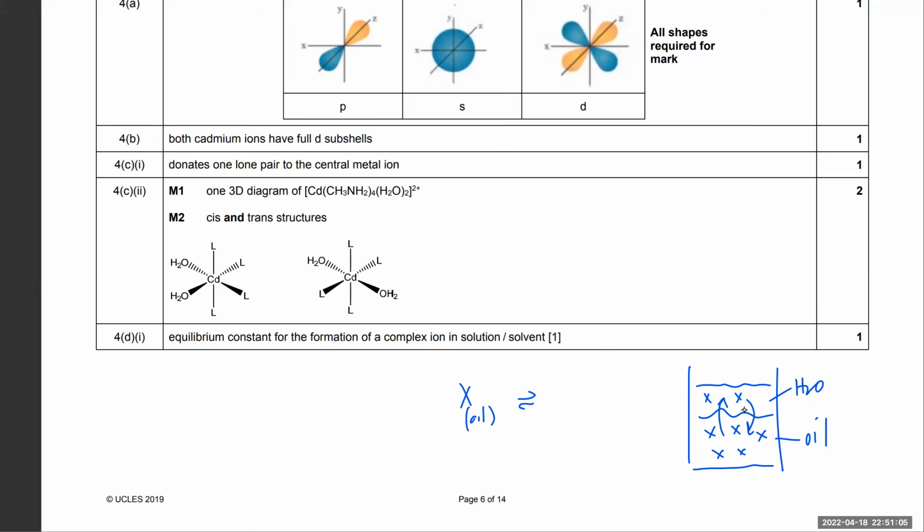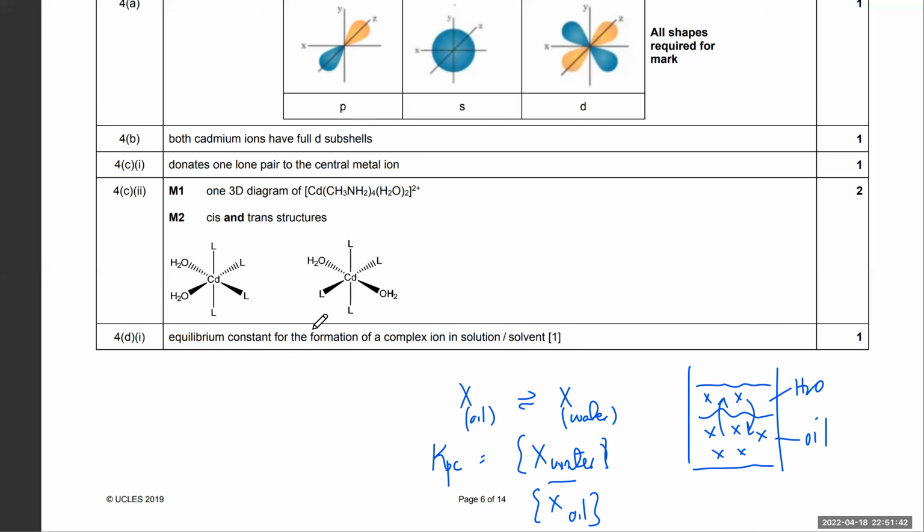So it was X in oil in equilibrium with X in water. It was the Kc of this. That was the partition coefficient, so you call that Kpc. It was the concentration of X in water, that's your product, divided by the concentration of X in oil. And you calculate that. That was what Kpc was, the partition coefficient. Okay, clear?